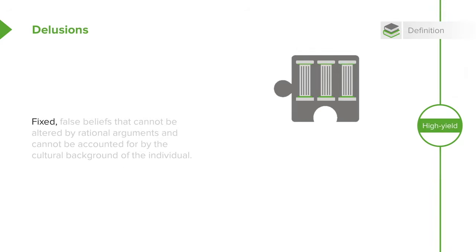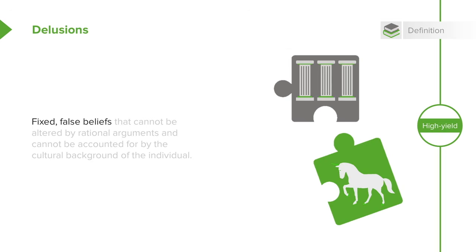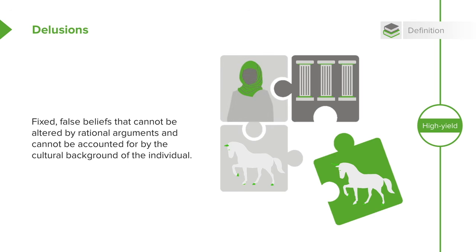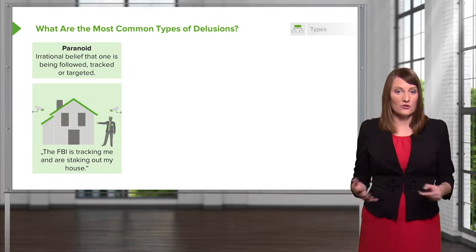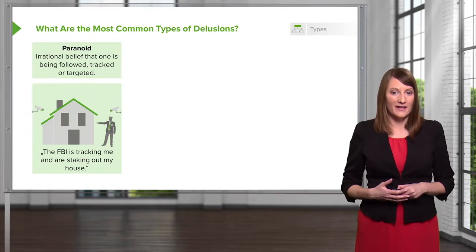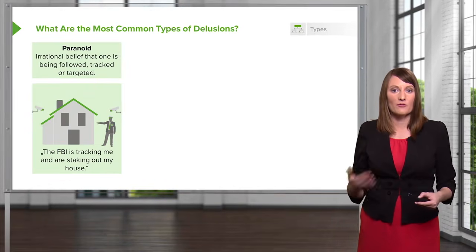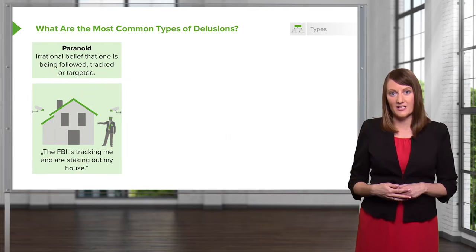What are delusions? Well, these are fixed, false beliefs that cannot be altered by rational arguments and cannot be accounted for by the cultural background of the individual. There are several delusions. We're going to go through them one by one, and I'm going to give you some case examples from my own experiences as a psychiatrist.